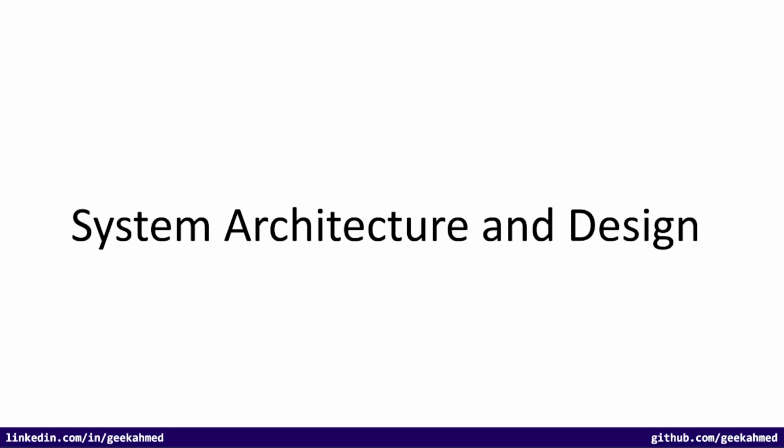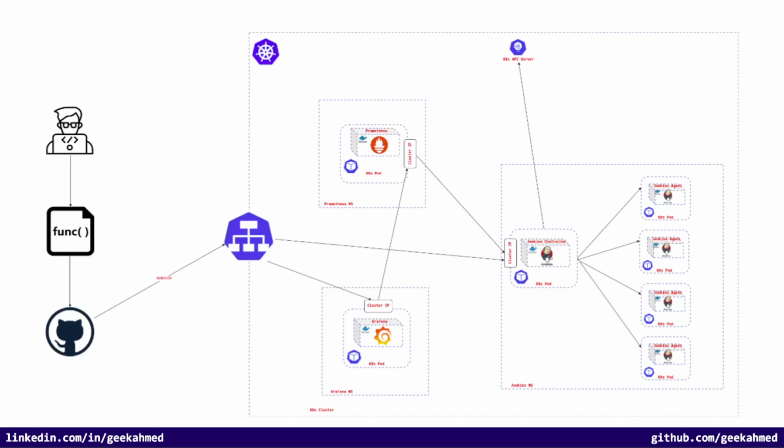Let's now see the system architecture and the design. It consists of a Kubernetes cluster. This cluster has three namespaces. Each namespace contains a pod. We see here the Jenkins controller. This is the main controller for the Jenkins server. It uses the K8s server in order to provision other pods, K8s pods. Each pod works as a Jenkins agent.